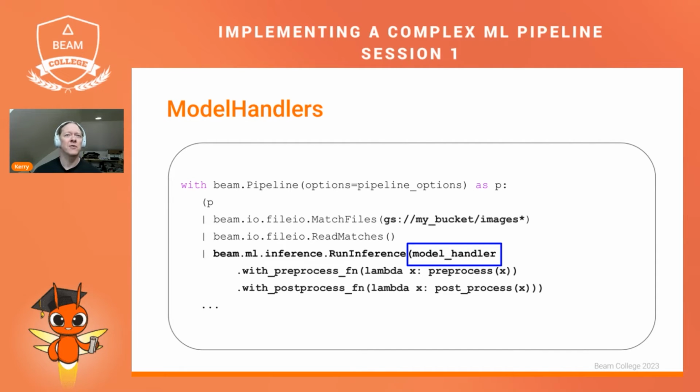So RunInference is the transform, but the key element of RunInference is the ModelHandler. The ModelHandler actually has the code that understands how to deal with a particular framework and a particular model to get good inference results from your inputs.